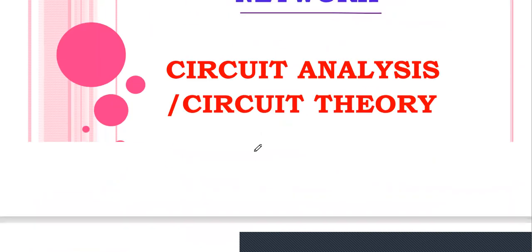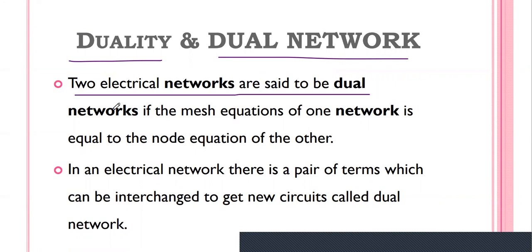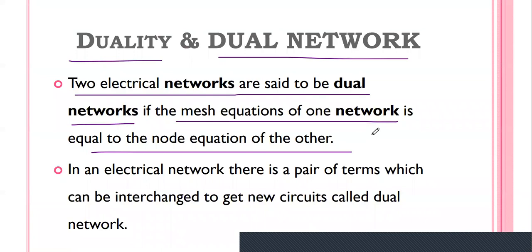You can refer to it. So now we are going to discuss the topic of duality and what a dual network is. Two electrical networks are said to be dual networks if the mesh equation of one network is equal to the node equation of another. So if we write a mesh equation for the first network, that mesh equation is exactly equivalent to the nodal equation of the other network, and we call those two networks dual networks.